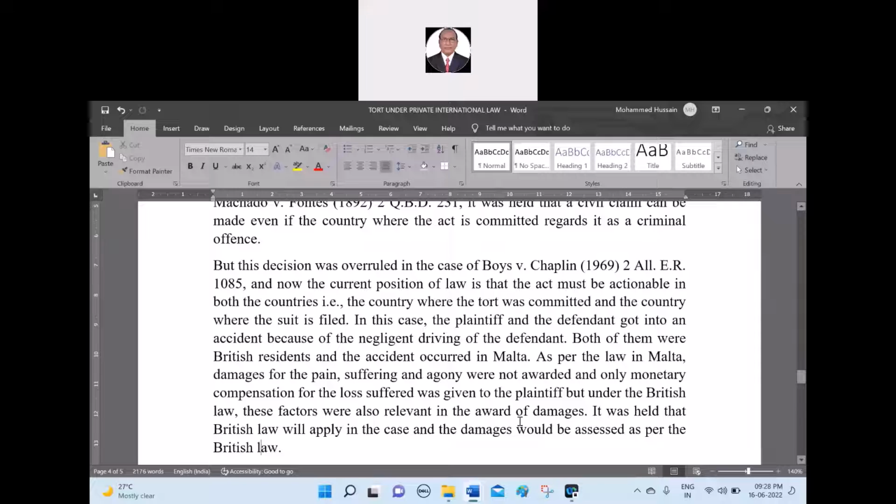Hands on the table. Again, he is sending an SMS. I told you, please don't do like that. Turn it off, mute it, and keep it away, because this is the classroom.